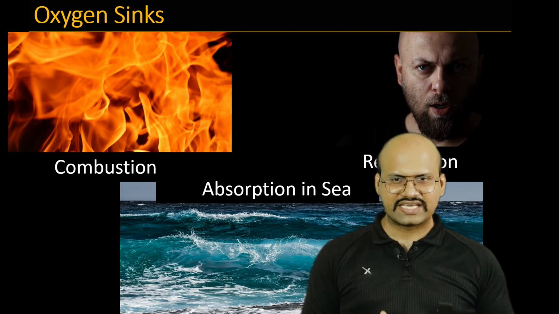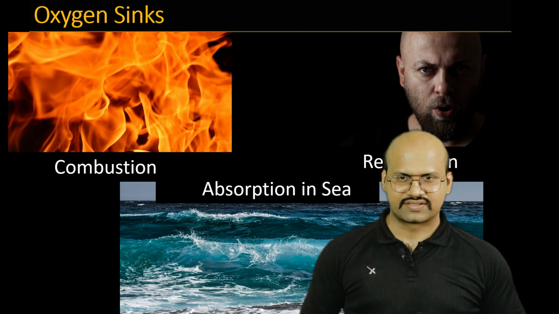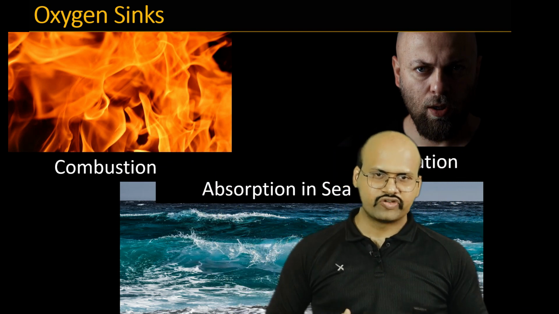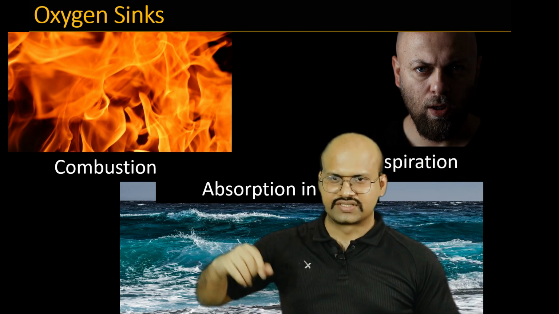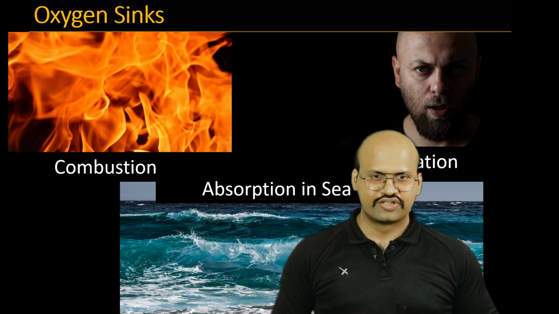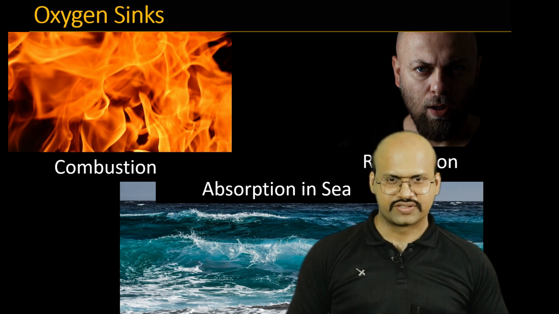So what are the major sinks of oxygen? We have seen the sources of oxygen. So what are the major sinks? Combustion. Anything which we burn or any decomposition occurs only with oxygen. So oxygen is consumed. If you burn anything, oxygen is consumed, that is, it is removed from the atmosphere.